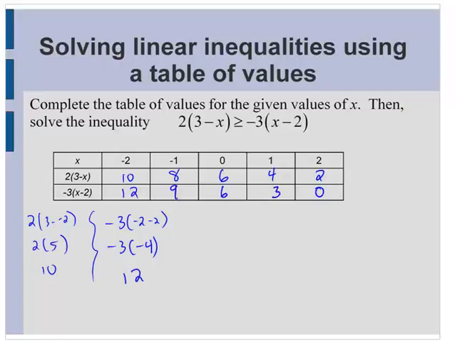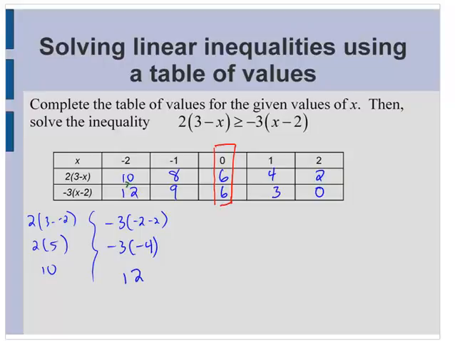So again, if it were an equation, the solution would be x equals 0, because that's where the two are equal. 2 times 3 minus x is equal to negative 3 times x minus 2. They are equal here when x is 0. But that's not what we want. We want the 2 times 3 minus x row to be greater than the negative 3 times x minus 2 row.